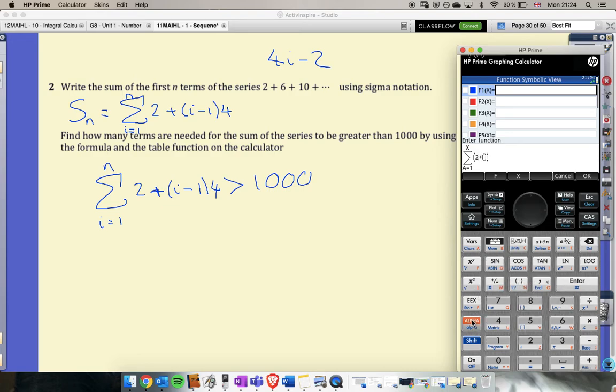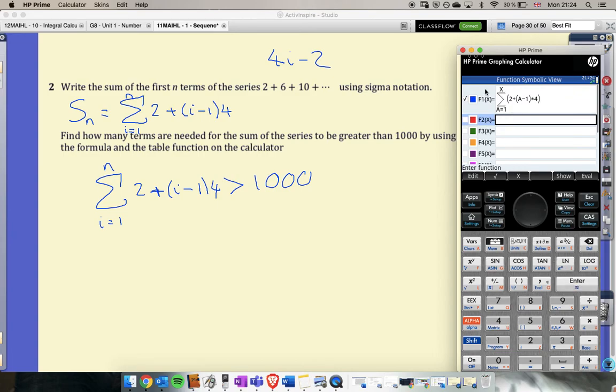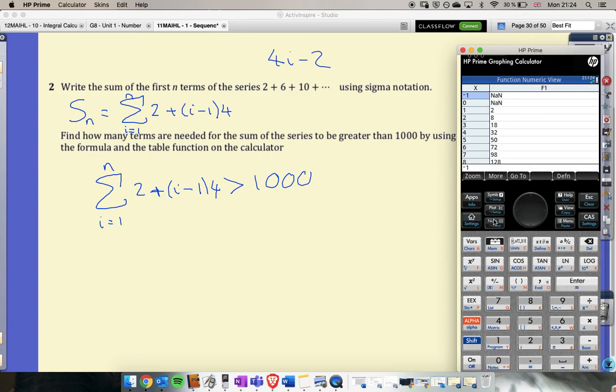So using A, making sure that that matches up, times 4. Okay, now I can go to the table. And if we check when we add up to the first term, we get 2. When we add up to the second term, we get 8, which makes sense. 2 plus 6 is 8. And the third, 18. Yep, when we add on the 10, that makes sense.